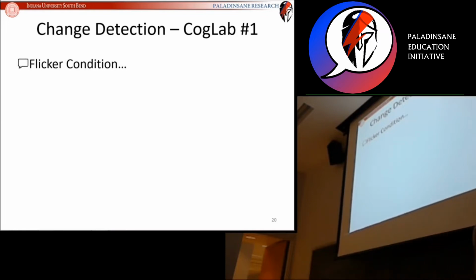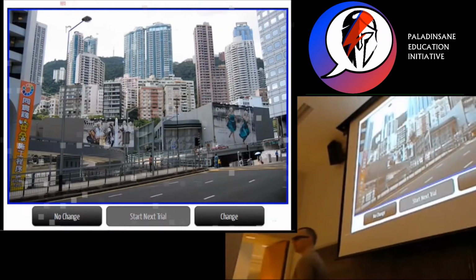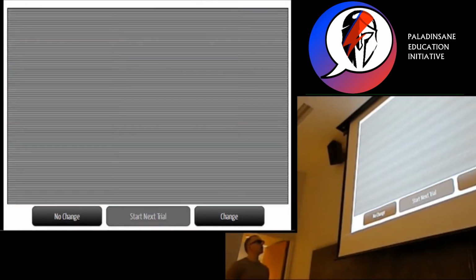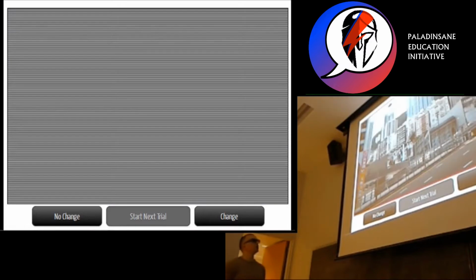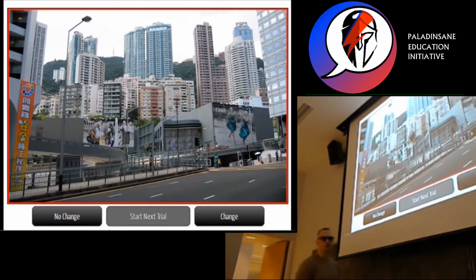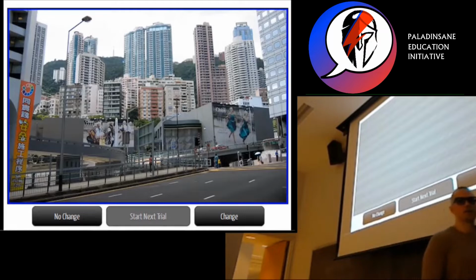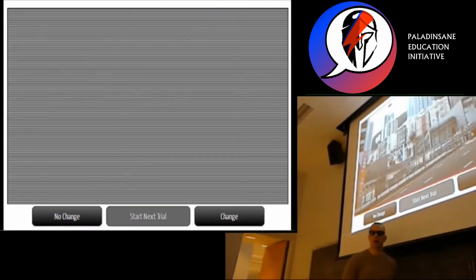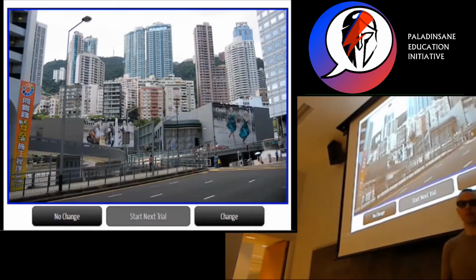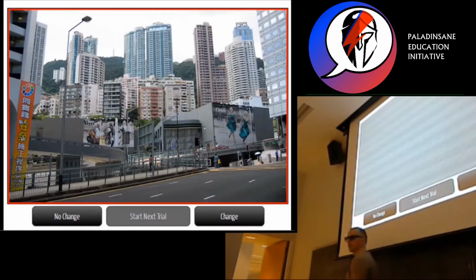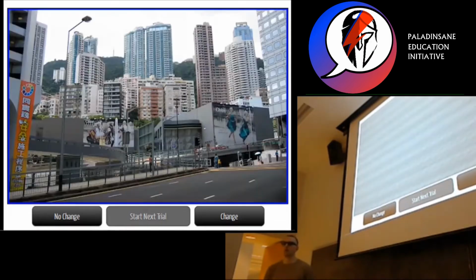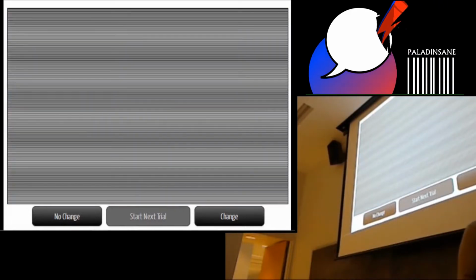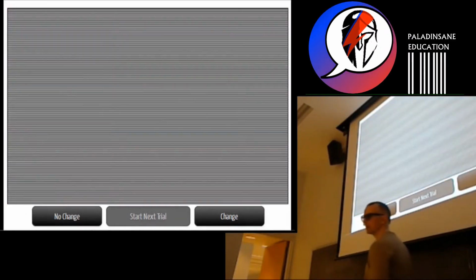So in the flicker condition, you might have been presented with this image here, and then you would have had a gray box interposed between the two, and then you would see this image here. And your task was to indicate, is there a change? So in this case, we'll do right hand up if you think there's a change, left hand up if you think there's no change. So once you have an idea, right hand up if you think there's a change, left hand up if you think there's no change.